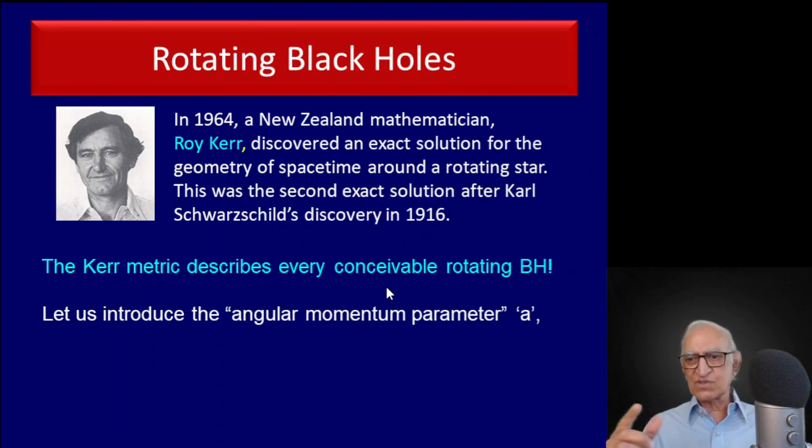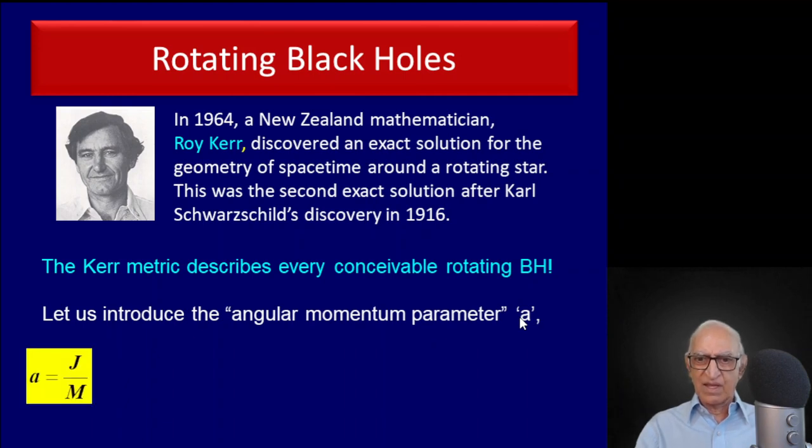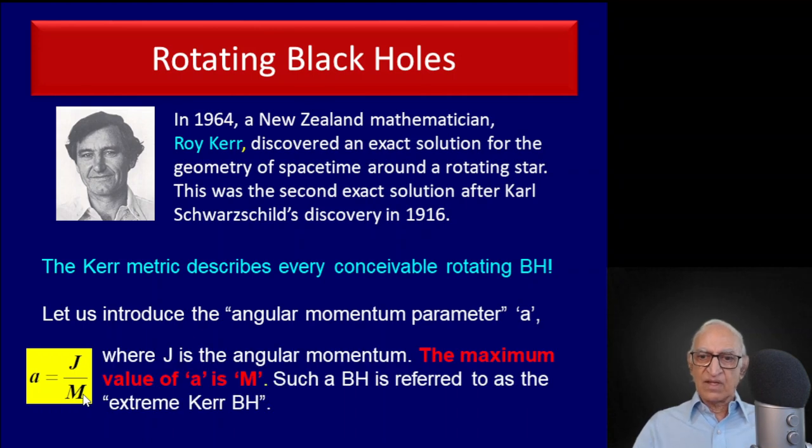Now, let us introduce the notion of an angular momentum parameter, a. a is the angular momentum, J, per unit mass of the black hole, or J over M. It turns out that this is a convenient parameter to introduce, where J is the angular momentum. Now, the maximum value of a is M.